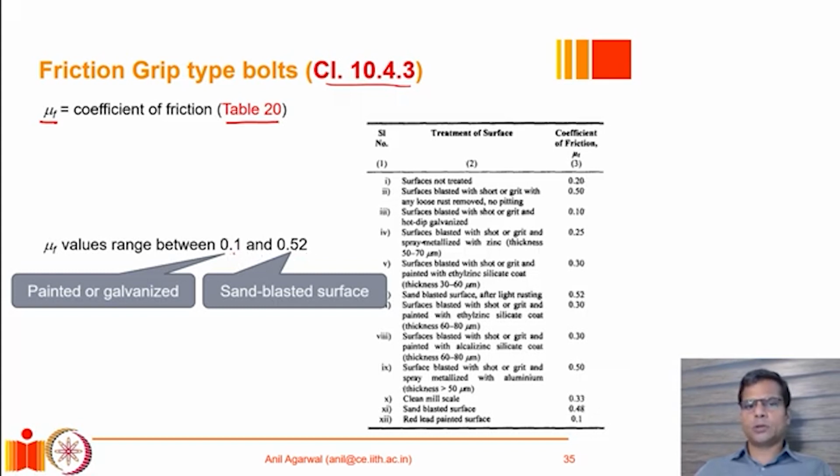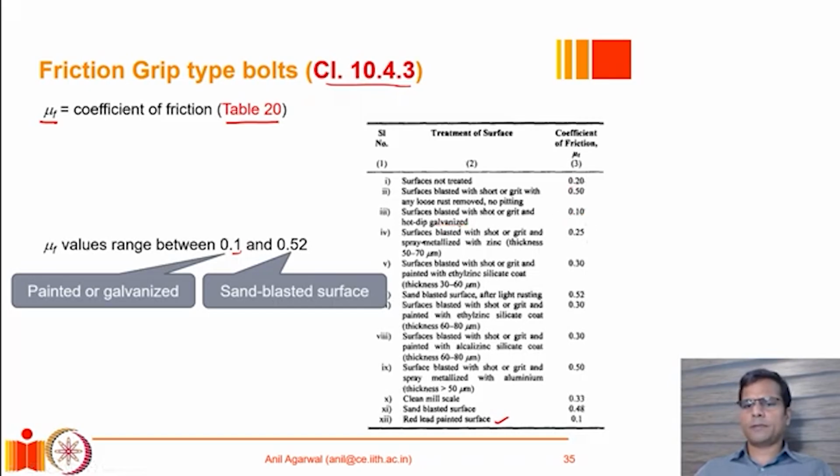So if the two plates are treated with a smooth finish, what could be an example of a smooth finish? If it is a red lead paint surface, or if it is a galvanized surface, then the friction coefficient will be very small and we can take a friction coefficient of only up to 0.1.